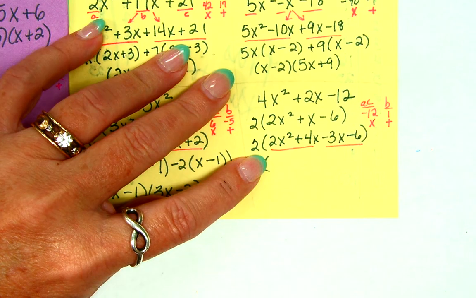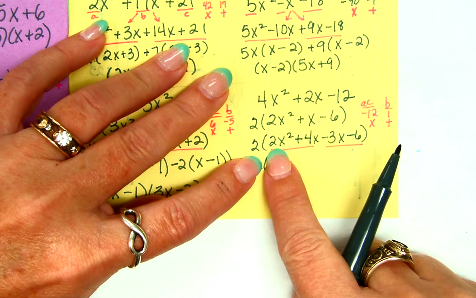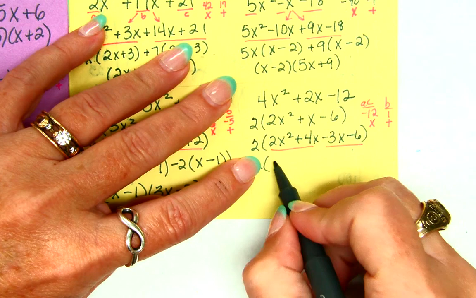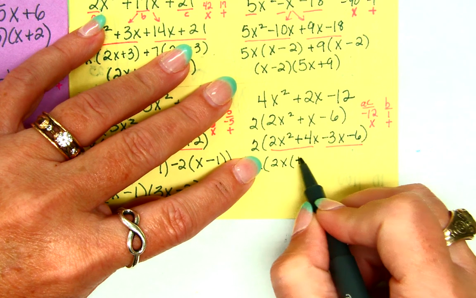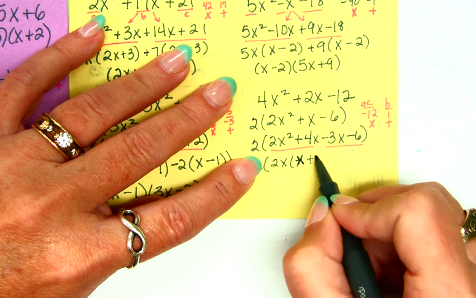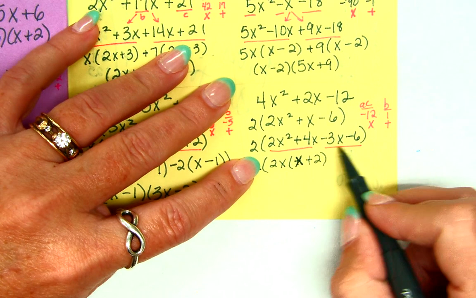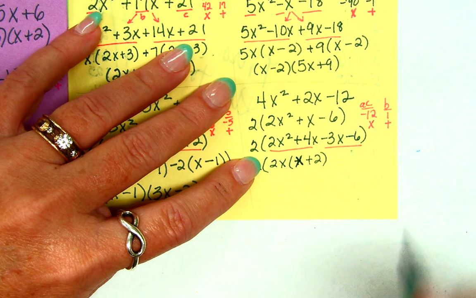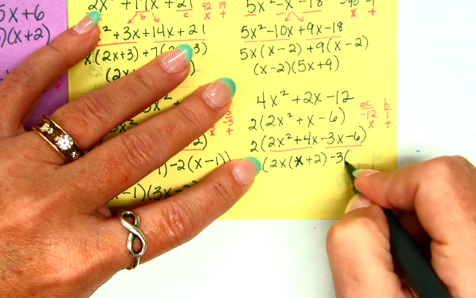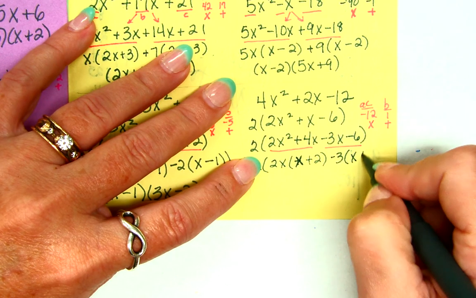4 terms, so factor by grouping, right? What's common in the first 2 terms? 2x. What's left? X plus 2. What's common in the last 2 terms? Negative 3. Good catch, right? Negative 3. And what's left? X plus 2. Very good.